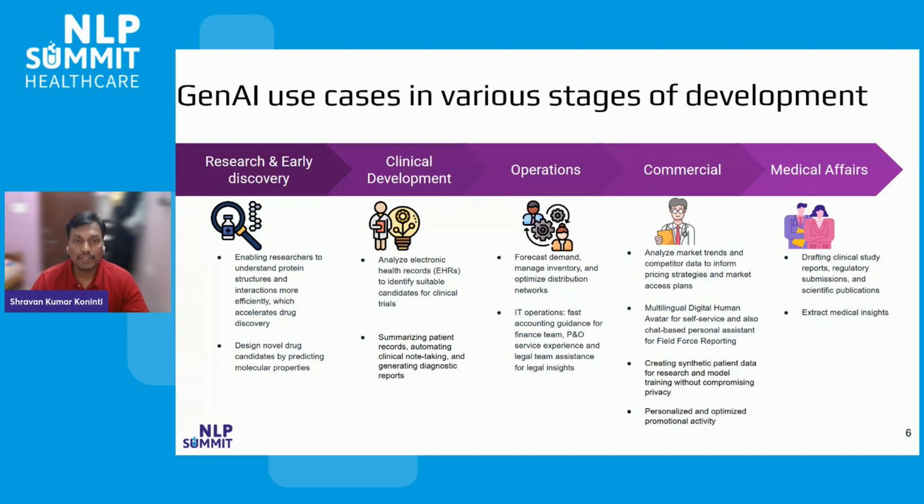And when it comes to clinical development, we will have a lot of data related to electronic health records. So we could actually use this data to identify suitable candidates for the clinical trials. And we can also do some activities around summarizing the patient records, automating the clinical note taking, and in advance we can generate the diagnostic report for a particular patient. And when it comes to the operation side, we can have some accounting guidance from the finance team, or people and organization, or the legal team, to generate some insights from whatever business functions we'll be working on.